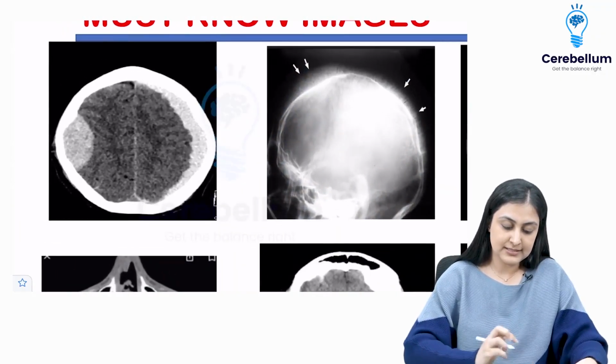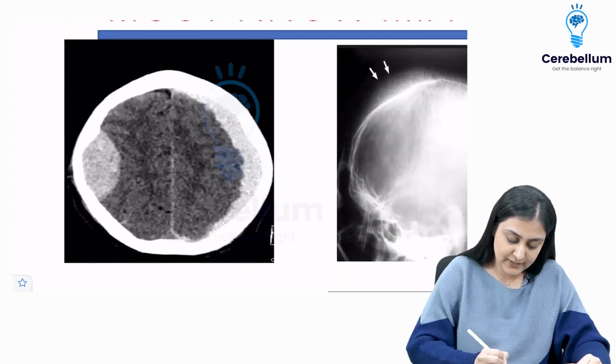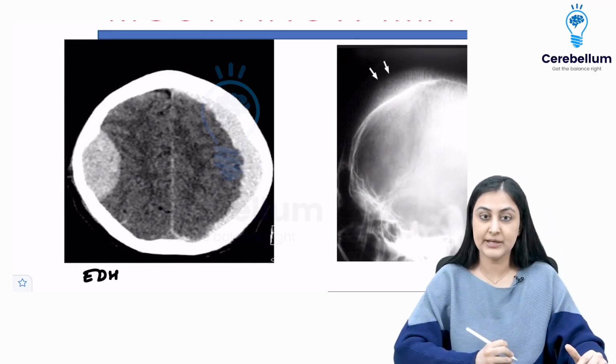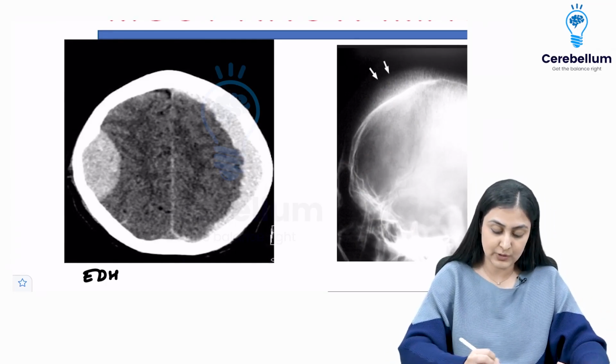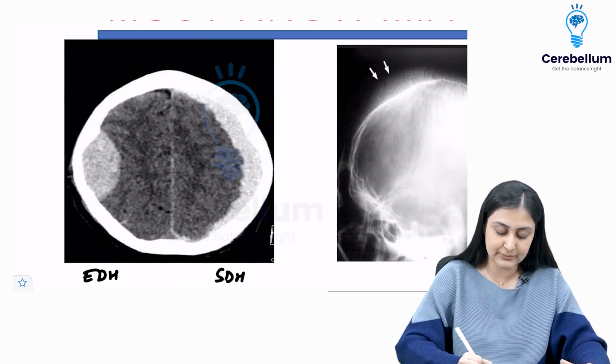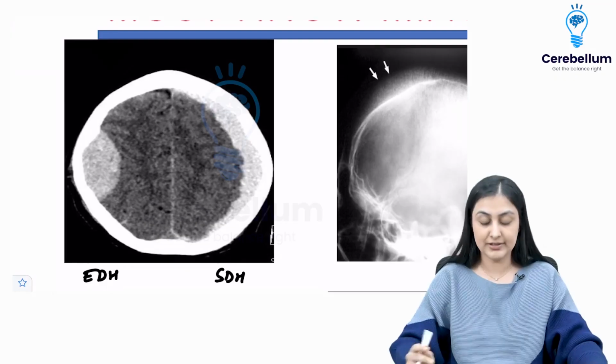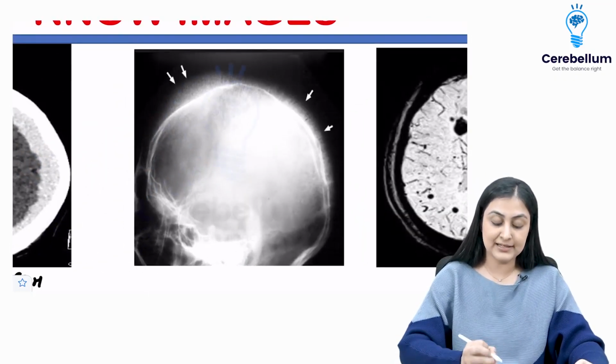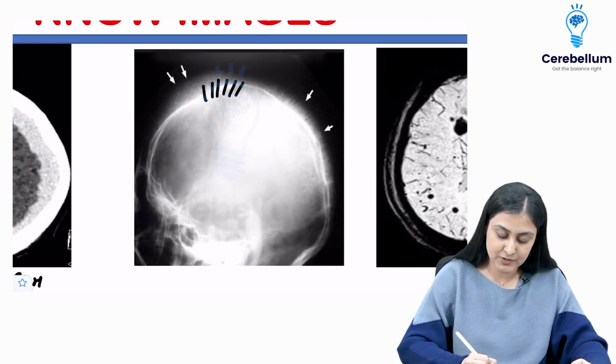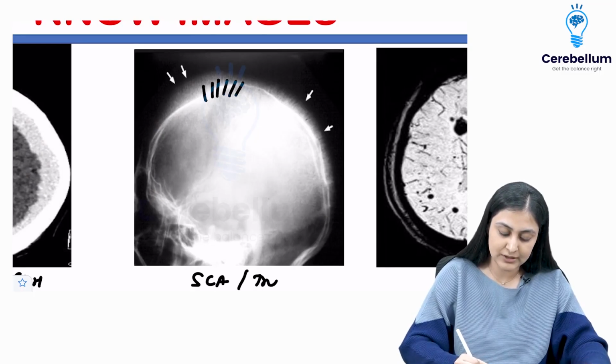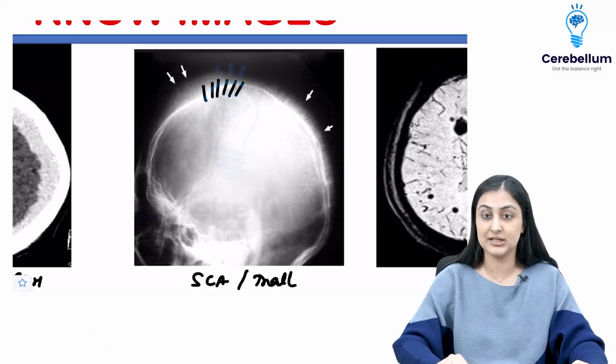So here you can see in head trauma how we have seen on the right side extradural hematoma, a lens shape or your idli shaped hematoma. On the left side we have a subdural hemorrhage having a banana or a crescent shape. A skull x-ray with hair on end appearance. So this is sickle cell anemia or thalassemia or any hemolytic anemia.